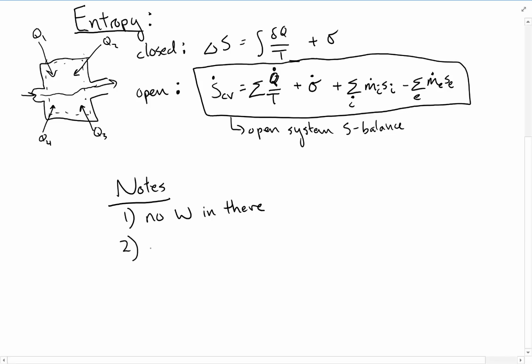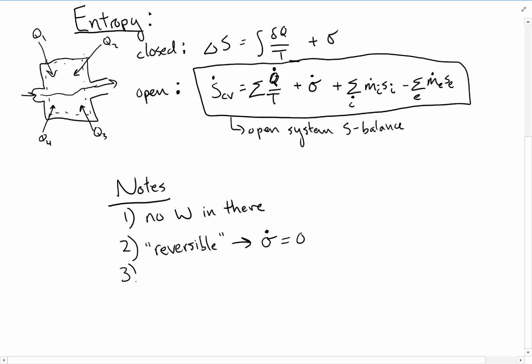Second thing that I want to note is if you see the word reversible. So if you have a thermodynamic process or a system that's reversible, what that's telling you is that there's no irreversibilities. If there's no irreversibilities, then there's no entropy generation. And what that means is that sigma dot is equal to 0.